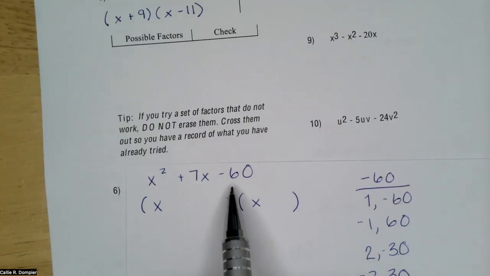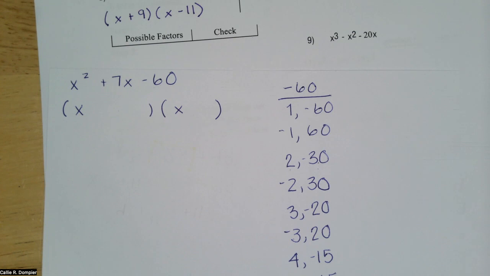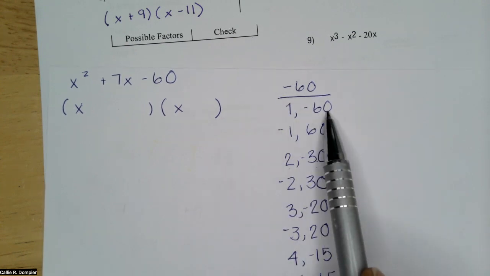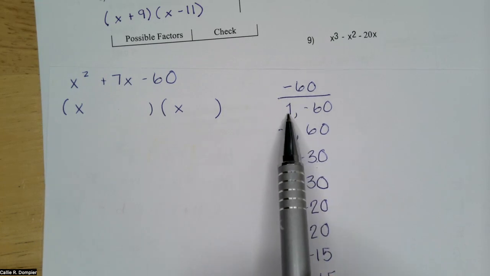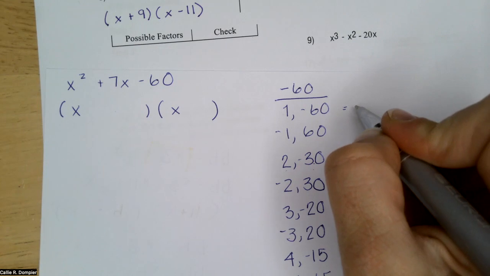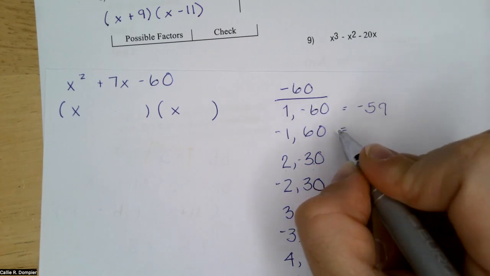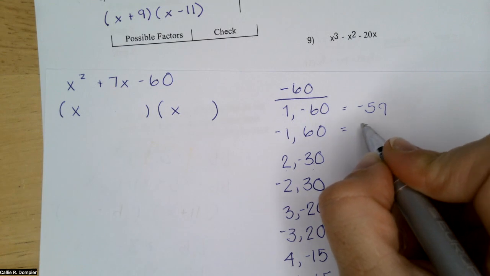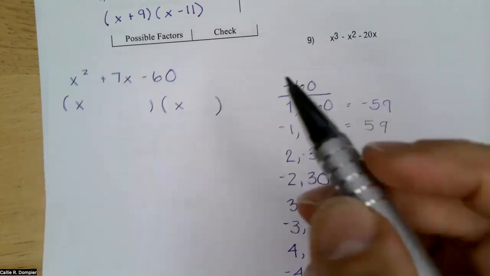I want it to multiply to negative 60, right? So we've got that list, but I want it to add to 7. So think about, we have 1 positive and 1 negative, and we want it to add when we combine them. So 1 times a negative 60, that would be negative 59, right? 60 minus 1 is a positive 59. So what we're looking for is a difference of 7 between them.